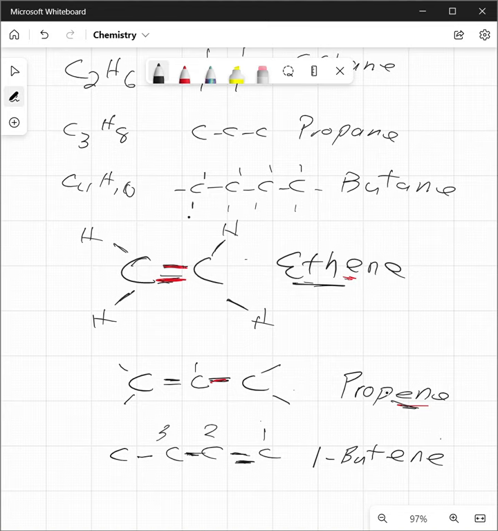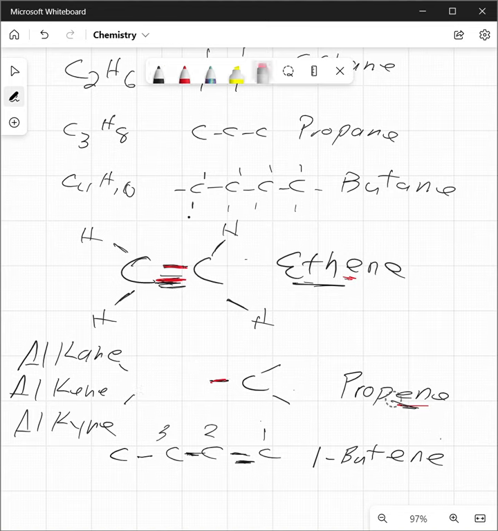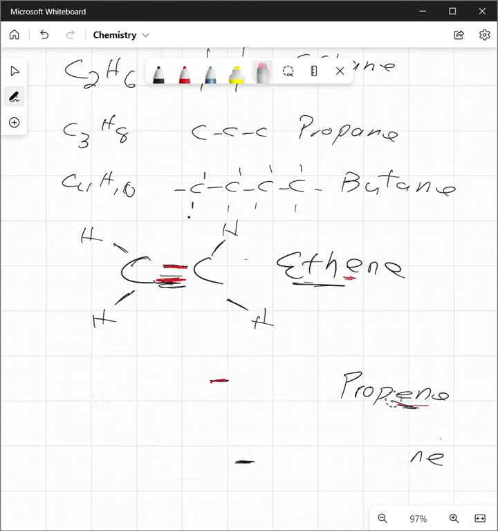So we've covered alkanes, which is all single bonds between carbons, and alkenes, which has these double bonds somewhere. Now we're going to take a look at triple bonds, the alkynes. So let me give myself a little room.